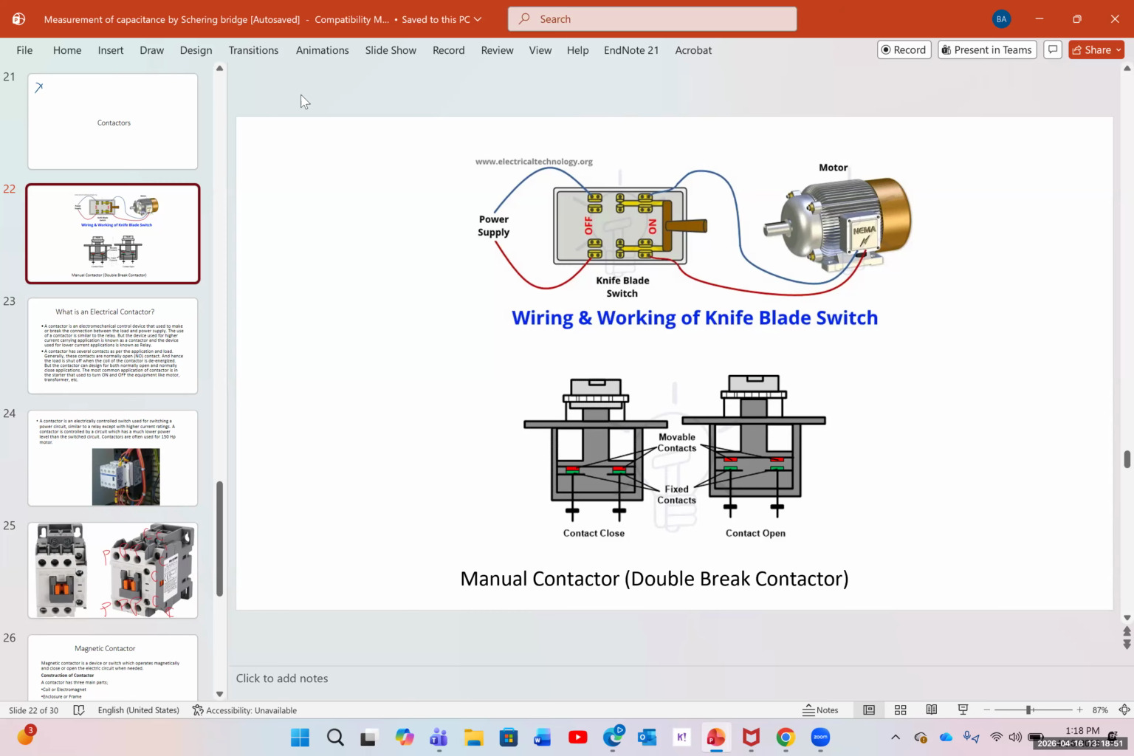Another thing is automation and being able to remotely control a motor. Imagine you are in a factory and you have a motor on the other side of the factory. You don't want to run 1 mile to the other side of a huge factory to turn it on or off. You want to be able to control it, and sometimes the distances are even greater. So being able to control it remotely is another advantage. These are just some of the advantages of a contactor.